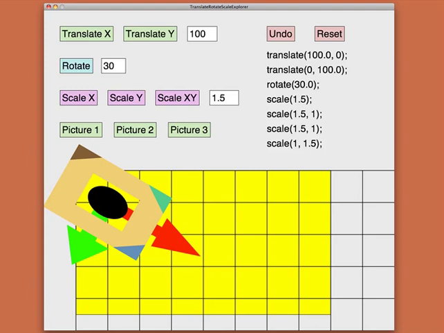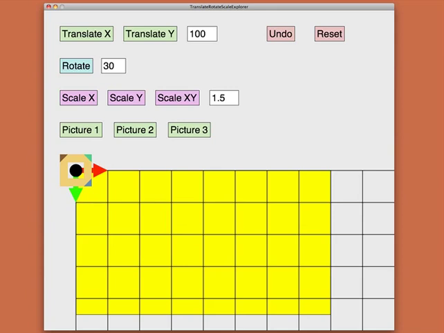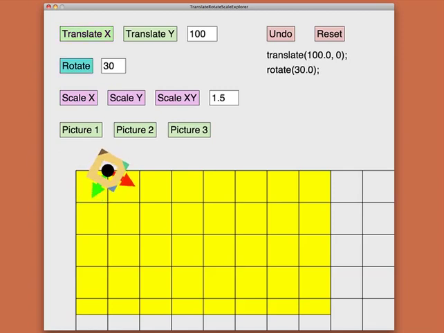So I'll hit the reset button to set everything back to 0, and let's look at how some of these things interact. So first, let's look at the interaction between translation and rotation. So first I'll translate in x by 100, and then I'll rotate by 30. So we can see that the origin is on the very top of the graphics window, but we're rotated. And this made sense. We moved, and then we rotated.